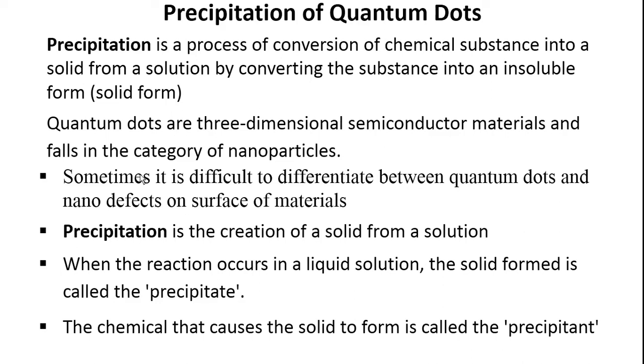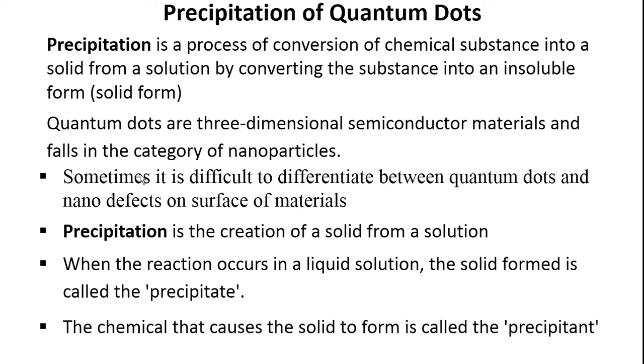Precipitation is a process of conversion of a chemical substance into a solid from a solution by converting the substance into an insoluble form, that is the solid form. So we have a solution of a chemical substance in liquid form, and that liquid is solidified as a precipitate at the bottom of the container, that you might have learned in chemistry classes. The same kind of procedure is taken here also as precipitation.